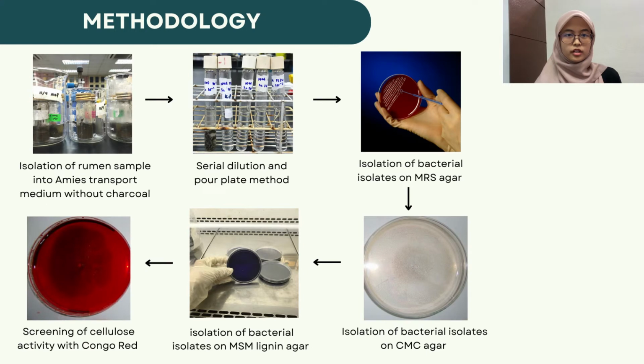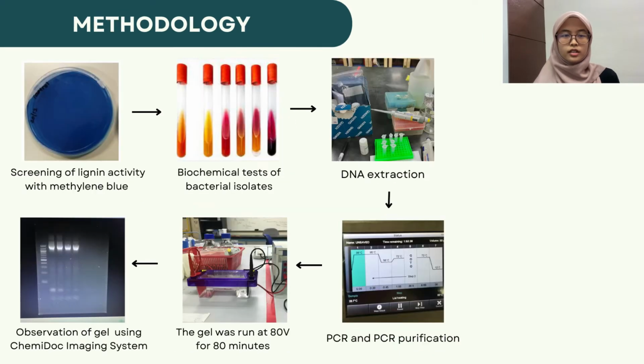The methods during the experiment are: first, the rumen sample was isolated into a transfer medium, then tenfold sterile dilution followed by the spread plate method on MRS agar supplemented with bromocresol green was done. After 2 days incubation, the bacterial colonies were further isolated onto CMC, which is carboxymethylcellulose agar, with 3 days incubation. Next, the isolated colonies were further isolated on MSM, which is minimal salt media, with lignin extract agar with 7 days incubation. The cellulose activity on CMC agar was screened with Congo red, while the lignin activity on MSM lignin agar was screened with methylene blue.